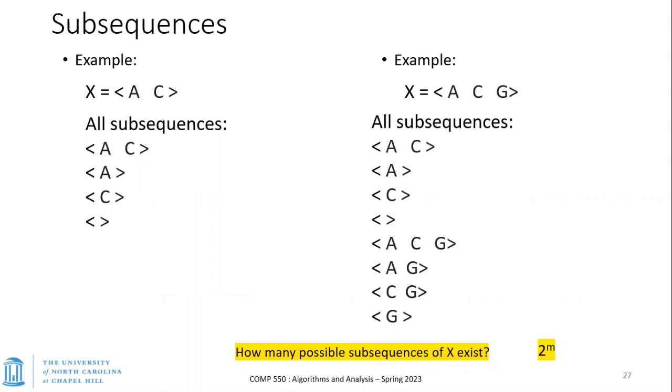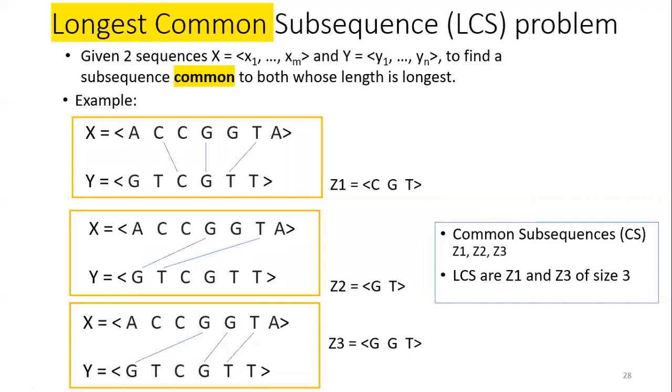So these are subsequences. Now let's talk about the longest common subsequence. When we say common, then clearly we're talking about two strands, X and Y, and we're trying to see a common subsequence which is common to both X and Y, and there could be many of those, but we want to find the longest common subsequence. Okay, so these are some examples.